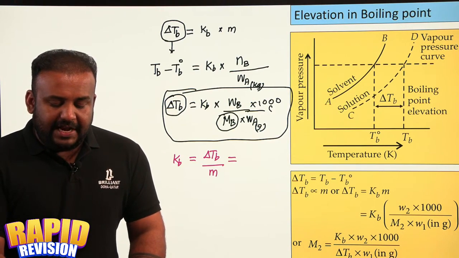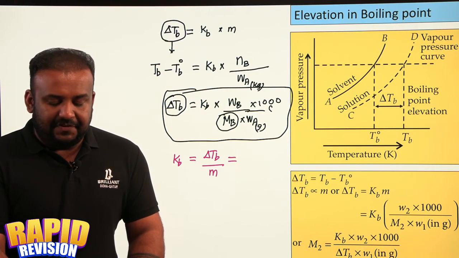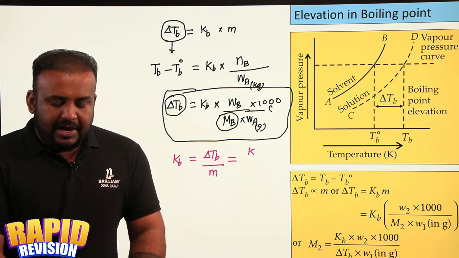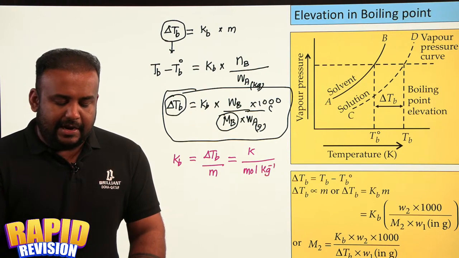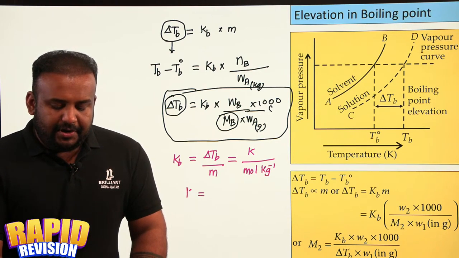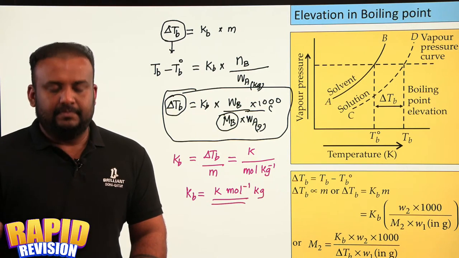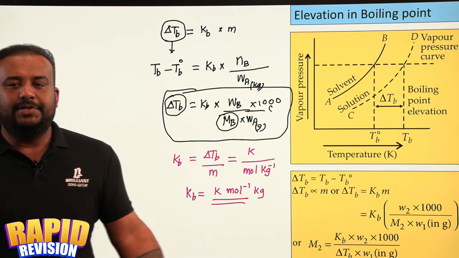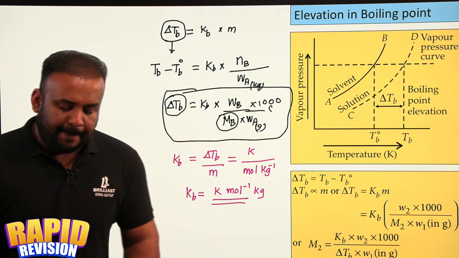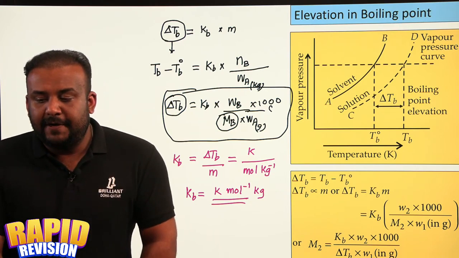What is the unit of delta TB? It is change in the temperature, which we can take as Kelvin, divided by molality. What is molality's unit? Mole per kilogram. So what will be the unit of KB? KB is equal to Kelvin mole inverse kilogram. So just remember this unit of KB. Is that clear to everyone?